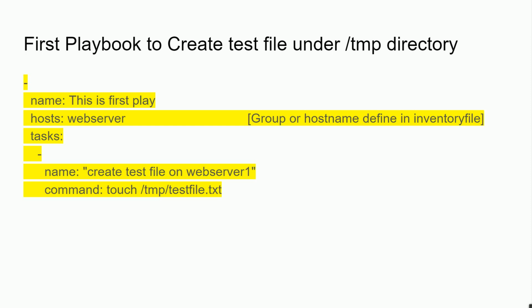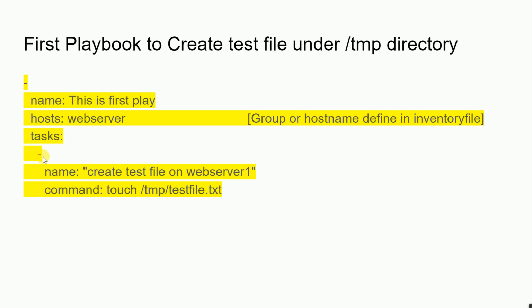So let's start with a basic playbook. This is a simple playbook. First, it starts with a dash. This is the identification of the playbook. Then name, which we can consider as the first name. Then hosts. If you remember, in the last video we set up an inventory file where we defined web server and DB server. That particular alias we need to define under hosts, and then we need to set up a task.